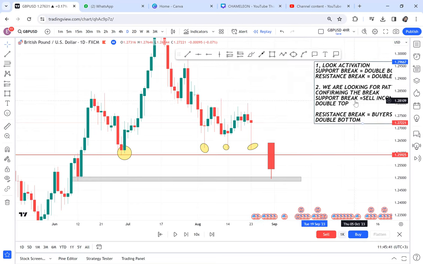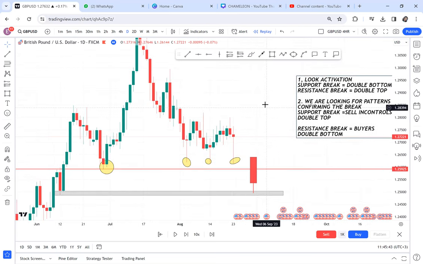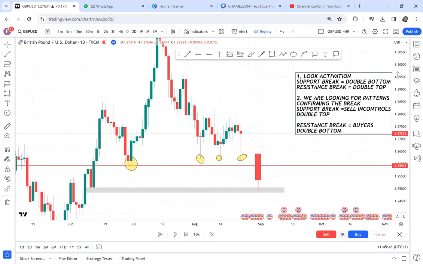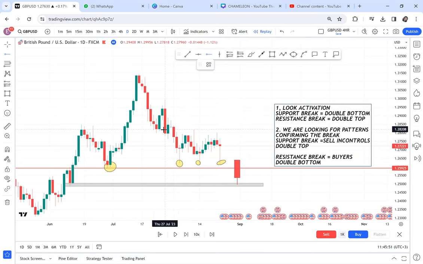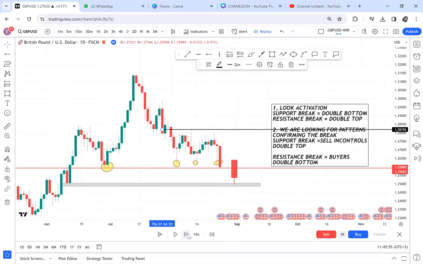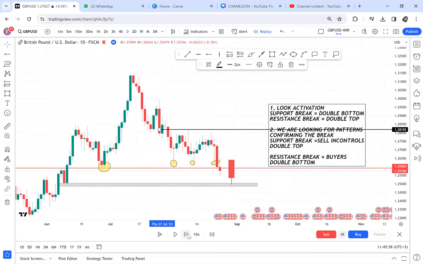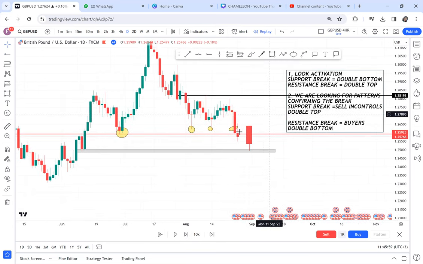Let me just explain with the chart. We are waiting for the support area to be broken or the resistance area to be broken, and it can be either one. The market has not yet broken, and then the market breaks. Once the market breaks your resistance, we start looking for activation. We are waiting for the market to activate here so that we can trade a double bottom.